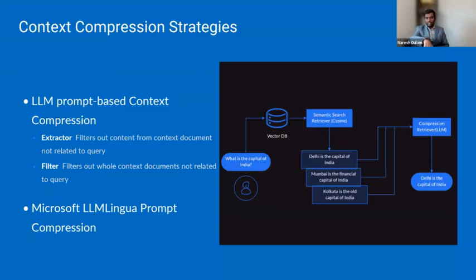If you see here, I'm giving an example of "What is the capital of India?" When the semantic search returned three results, Delhi is the capital of India, Mumbai is the financial capital, and Kolkata is the cultural capital. But when we do the contextual compression, we get only "Delhi is the capital of India." That is how we can reduce the amount of information that we send to the final LLM for generating an answer.